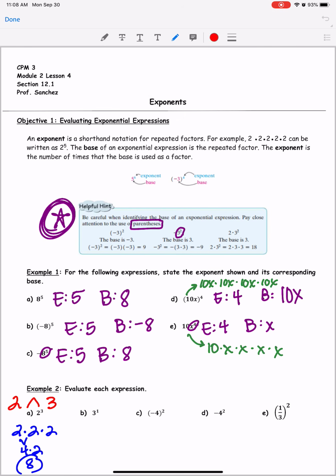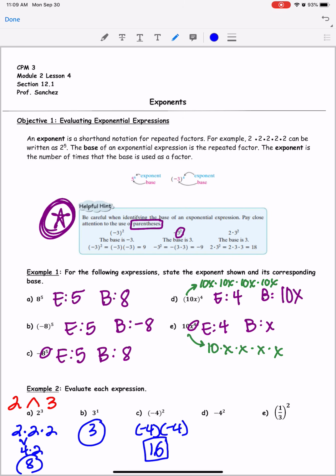So if you put that in your calculator just like that, you're going to use this button here for anything other than a squared. 3 to the first just means you have literally one 3. So that's it there. Now notice C and D are almost the same. One has parentheses, one doesn't. On this one that has parentheses, this means negative 4 times negative 4. Well, negative times negative makes a positive 16.